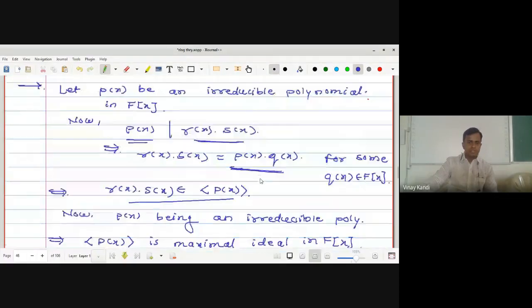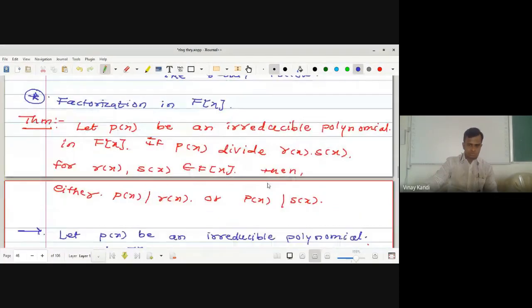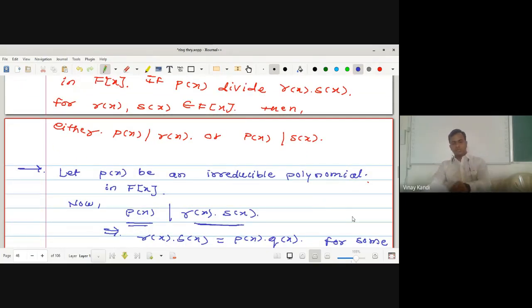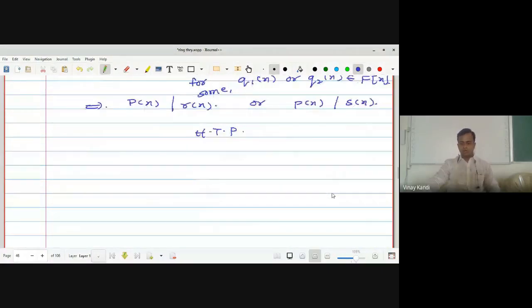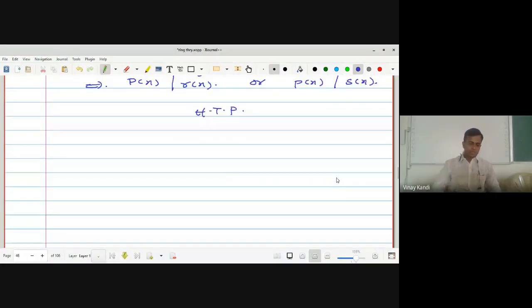Okay, so any doubt in this theorem? Any problem? Okay, if p of x be an irreducible polynomial in capital F of x, if p of x divides r of x into s of x, then either p of x divides r of x or p of x divides s of x. एक corollary आहे तिथं फक्त स्टेटमेंट घेऊयात आणि थांबूयात. ओके, नेक्स्ट corollary is there.